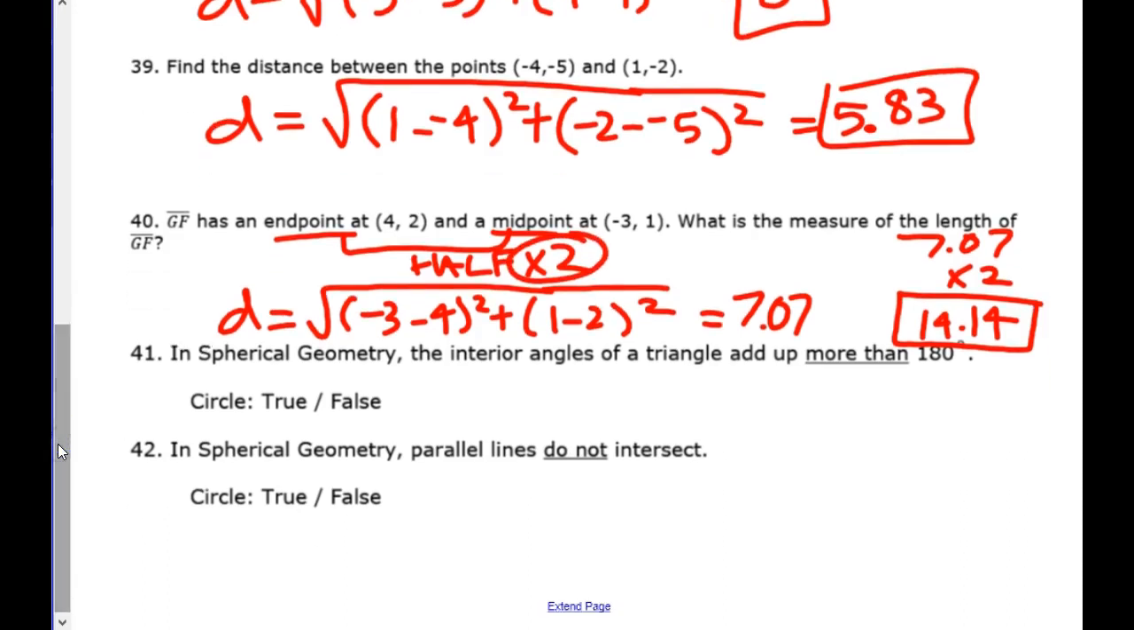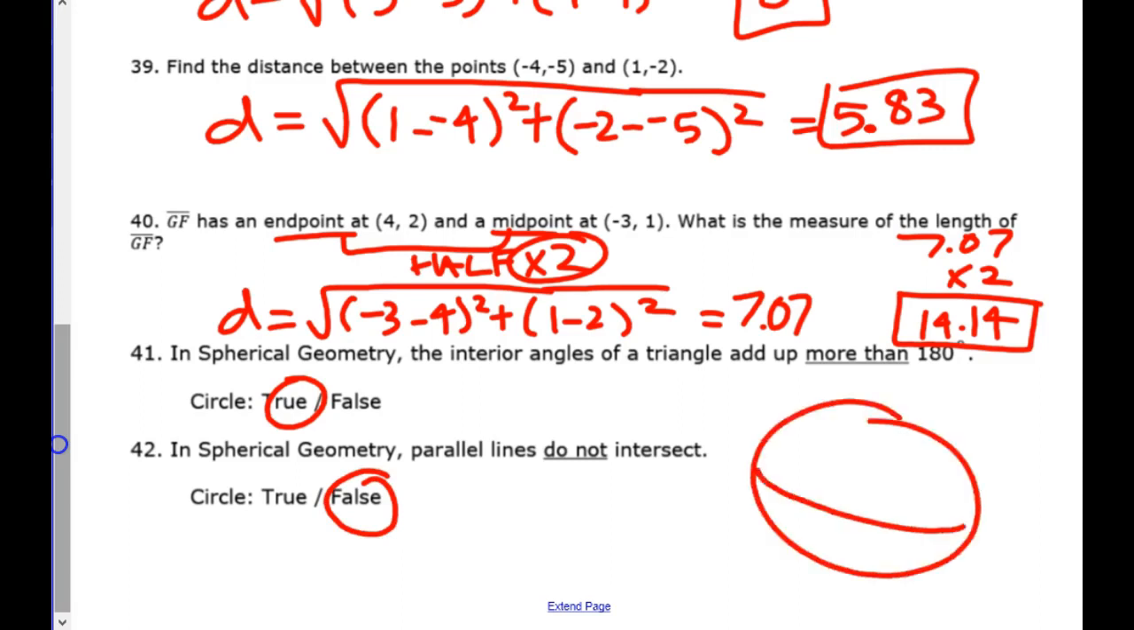Last two, spherical geometry, the interior angles of a triangle add up to more than 180. So again, spherical, more than 180, true. Spherical geometry, parallel lines do not intersect, that's false. In spherical geometry, remember, you do have lines that are parallel, that do cross at the poles. Okay, that's the place where they intersect, even though they're parallel.